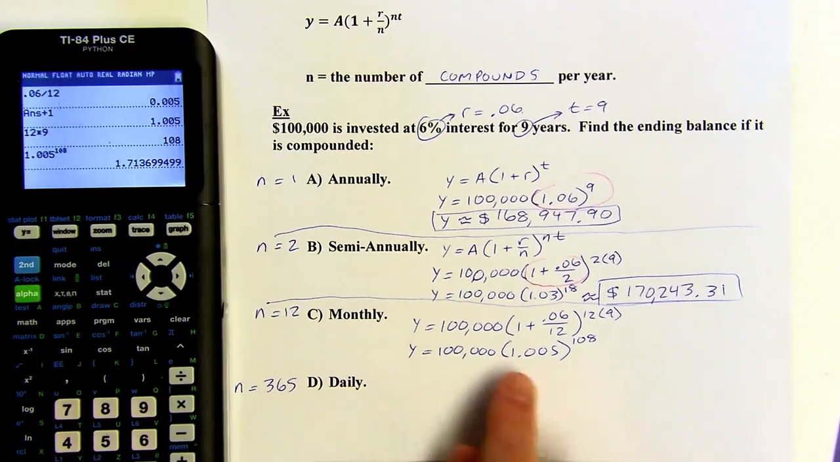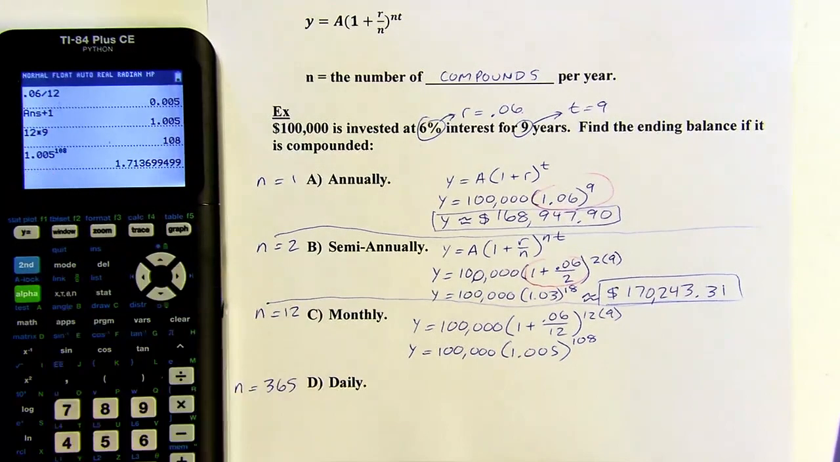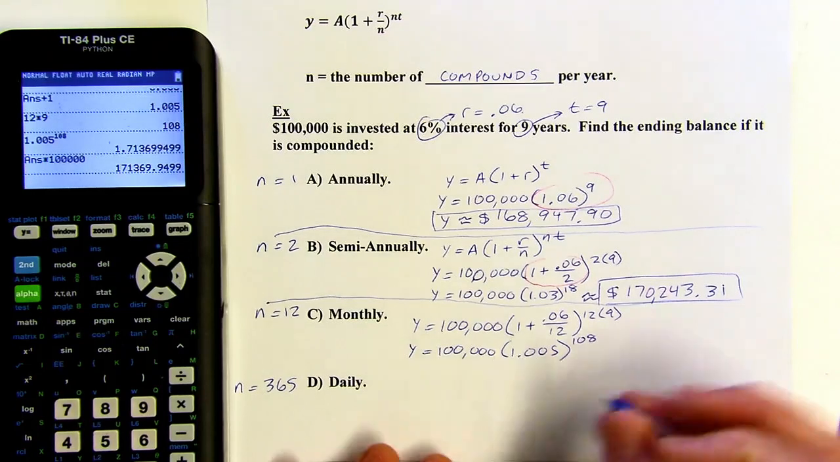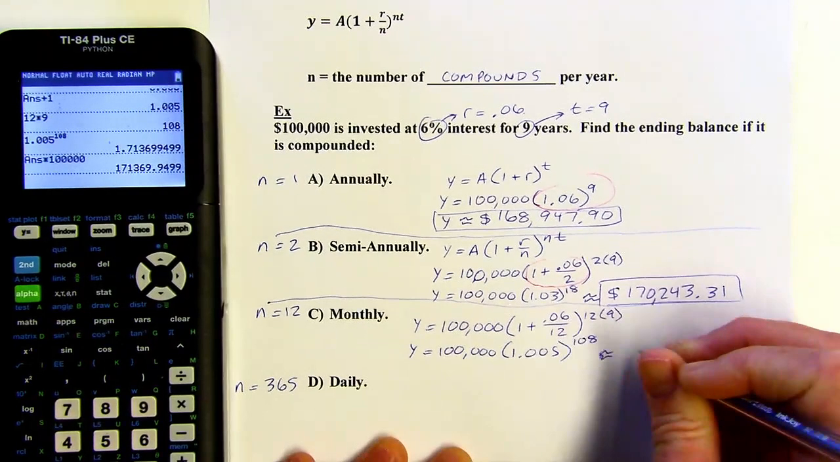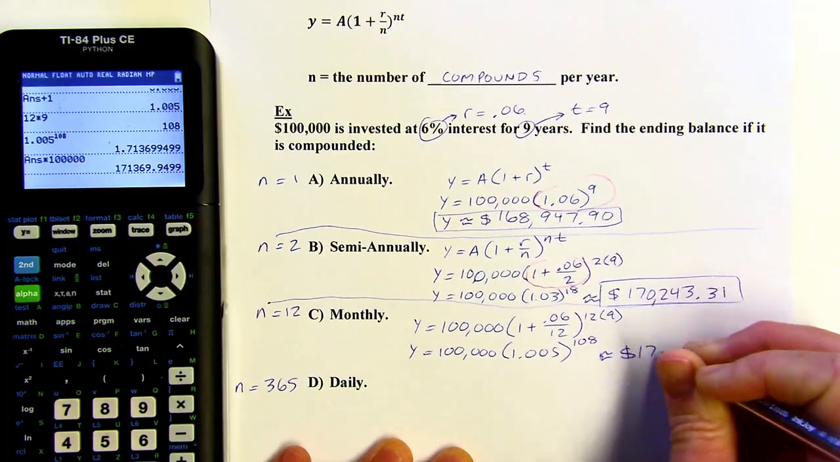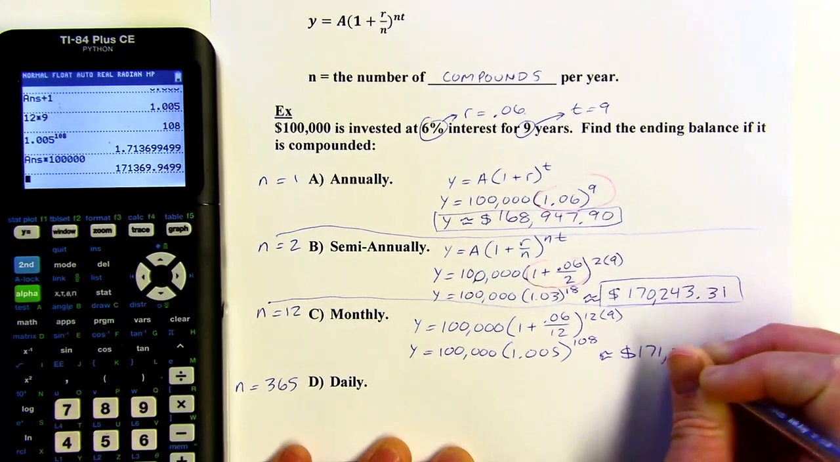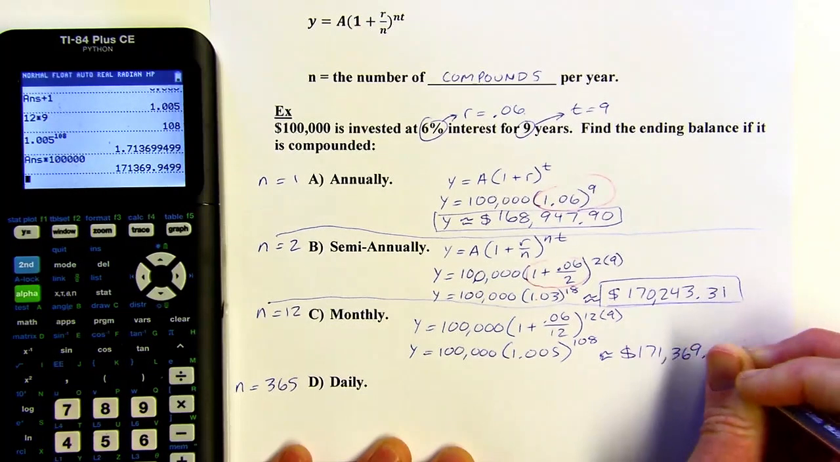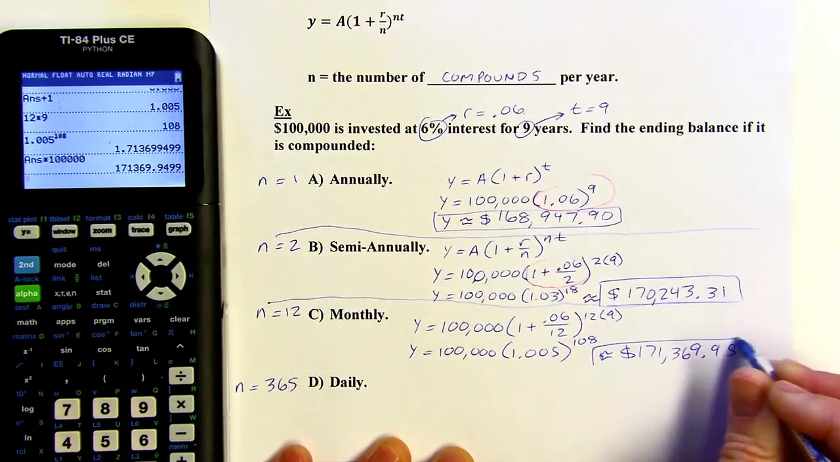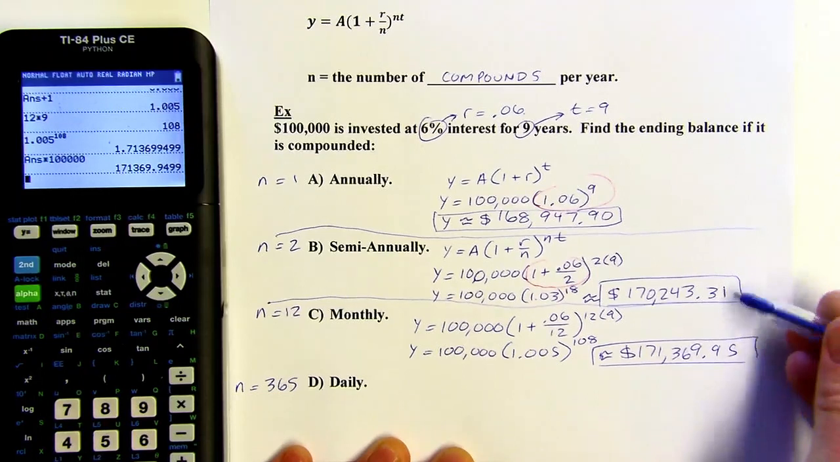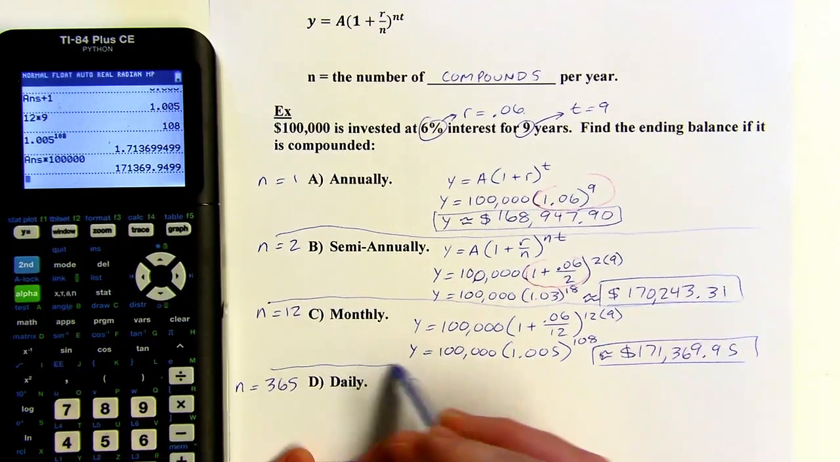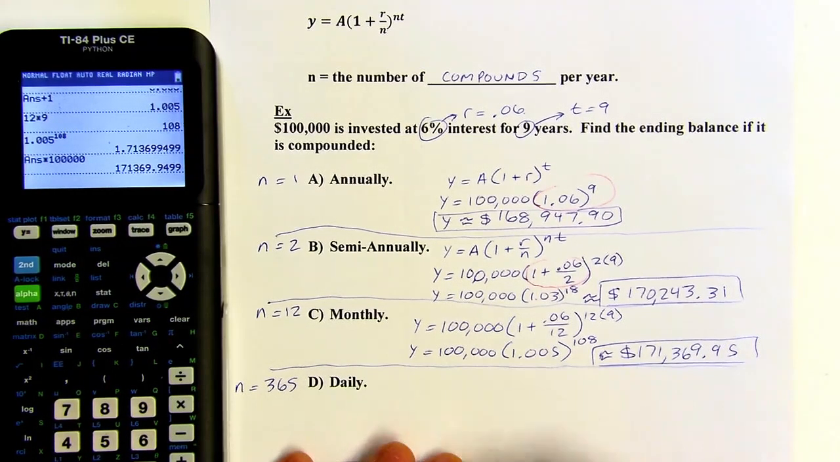It's a big number. Well, no, it's just a small number because we're just taking a very small number and raising it to that exponent. And then we're going to multiply by 100,000. Make sure I get the right amount of zeros there. Okay, and on this one, we're going to wind up with $171,369.95. Right? And yeah, hey, more money, the more often we're compounding. So let's try daily.